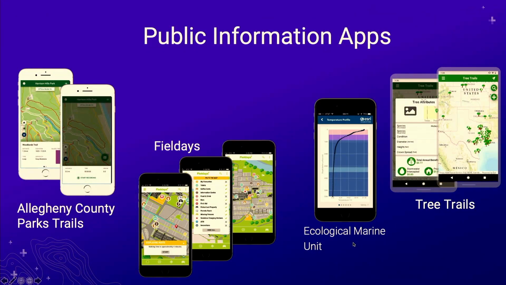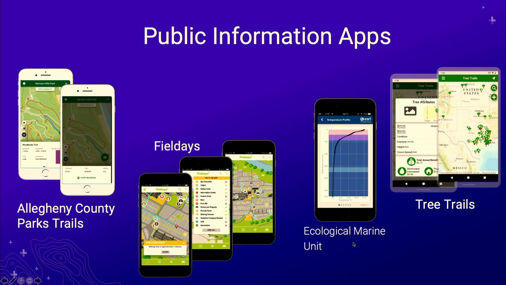So one is public information apps. These are popular and usually published into app stores, where you just want to get some information out to the public about maybe some land that you work with, or some things that are happening. One example here is the Allegheny County Park Trails. This is an app that you can download and then actually go offline with different maps of different county parks and see the trails if you want to go hiking. You might be in an area where there is no connectivity, and this is handy in that sense.